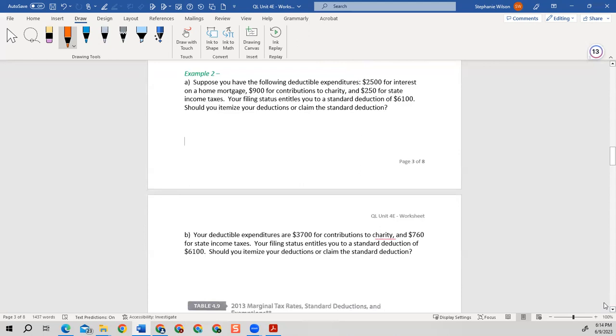So what we want to do is let's add this up. So we're going to add up the 2,500, the 900, and the 250. Now, if it exceeds that 6,100, then yes, you're going to itemize. And when we add these up, we get 3,650. So you're not going to itemize. You're going to stick with the standard.